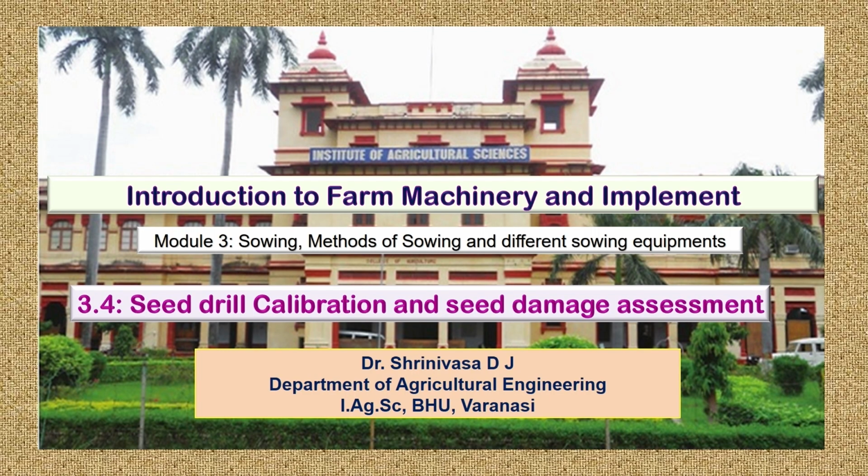In the previous lecture, we were talking about metering mechanisms, different types of metering mechanisms, furrow openers, different types of furrow openers for seed drill, seed cum fertilizer drill. We also talked about planting and planter, different types of metering mechanism for planter, and different types of planters as well, like semi-automatic and automatic. And in today's class, we will be talking about seed drill calibrations and seed damage assessment, which may happen in seed drill or seed planter.